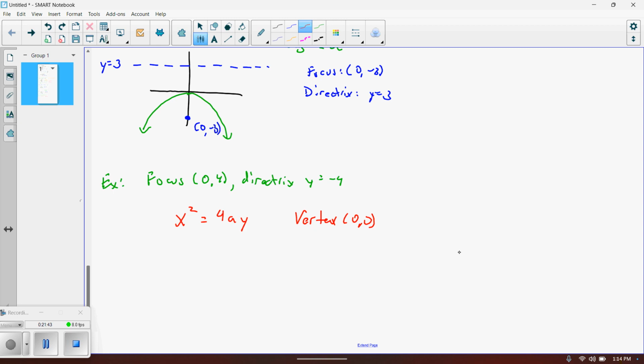And then we can use the fact that a is 4, because that's the distance from the vertex to the focus, to plug into our equation. So we know that x squared is going to be 4 times 4 times y, which is the same thing as 16y. So x squared equals 16y is the equation. And that's pretty much all you need to write the equation. Again, if you choose to put that in a more familiar form, you could divide both sides by 16, which would give you 1/16 x squared equals y, or y equals 1/16 x squared. And you've written the equation.